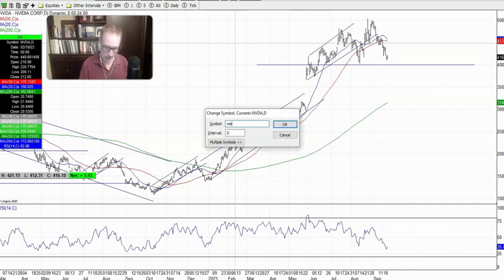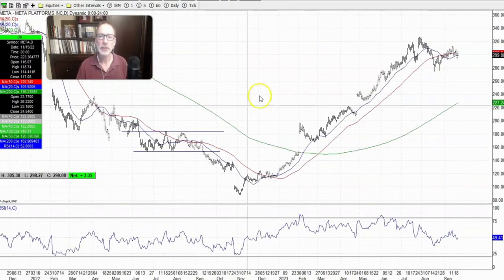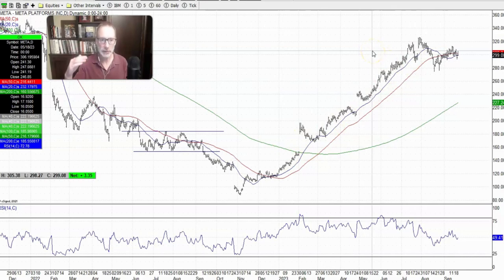Let's look at Meta, another big stock as well. All these stocks have been in the uptrend. If you want to play bullish positions, you've got to stick with stocks that are in an uptrend, pulling back to some support and waiting for that next leg of the uptrend to begin. You want to stick with stocks that are already going in that direction.